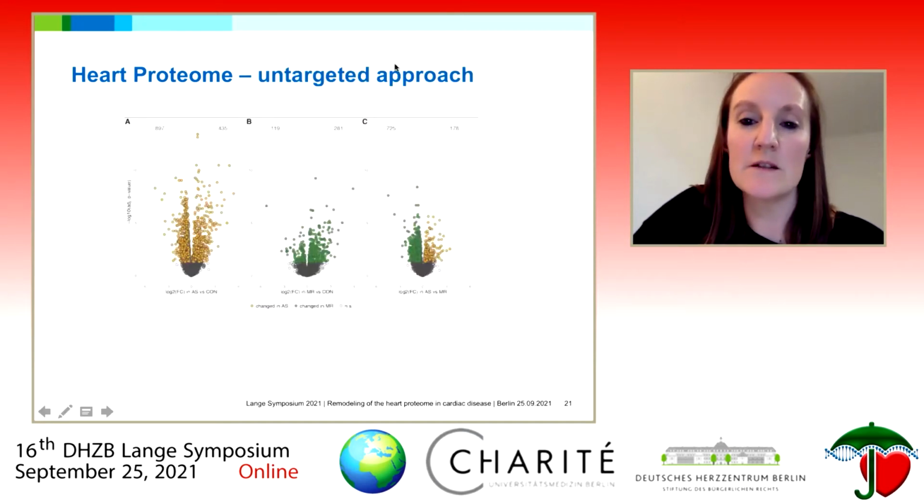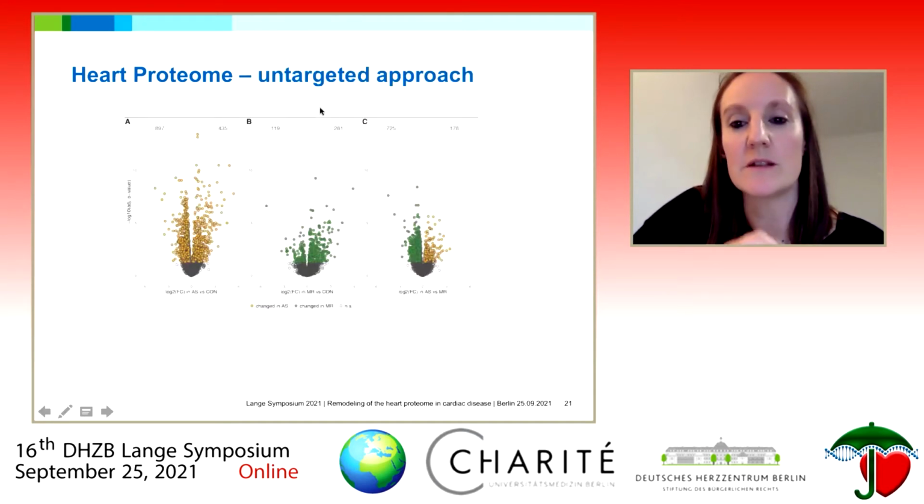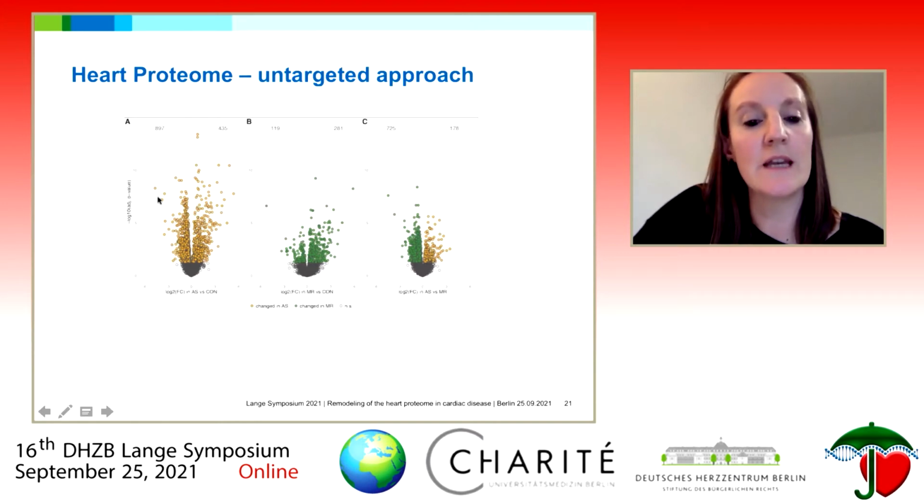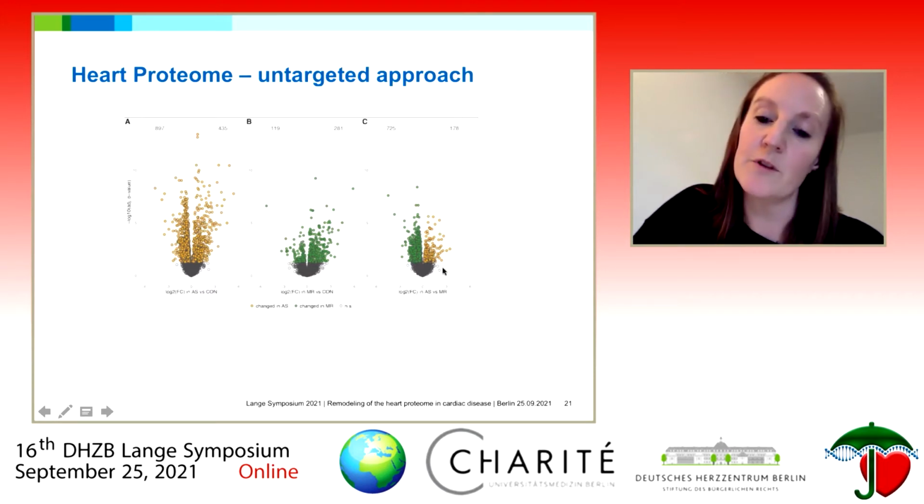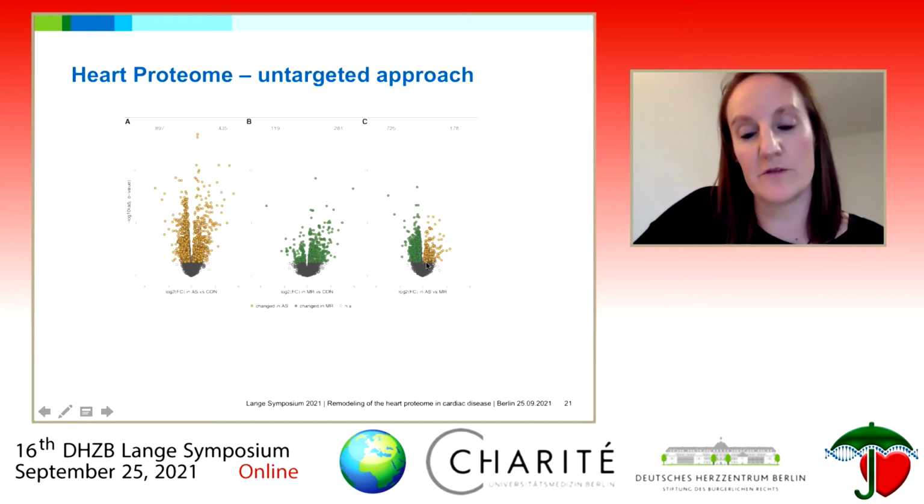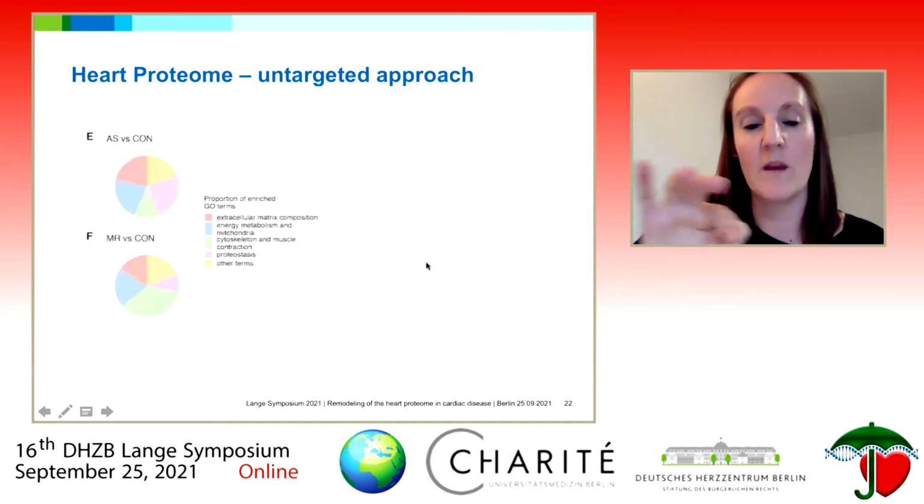It was an untargeted approach, so we were not in the first place looking at specific proteins. Here in the volcano plots, you can see differently expressed proteins between control material and aortic valve stenosis. In the middle, you see the differences between controls and mitral valve insufficiency patients, and in the right panel, between mitral valve insufficiency patients and aortic valve stenosis patients.